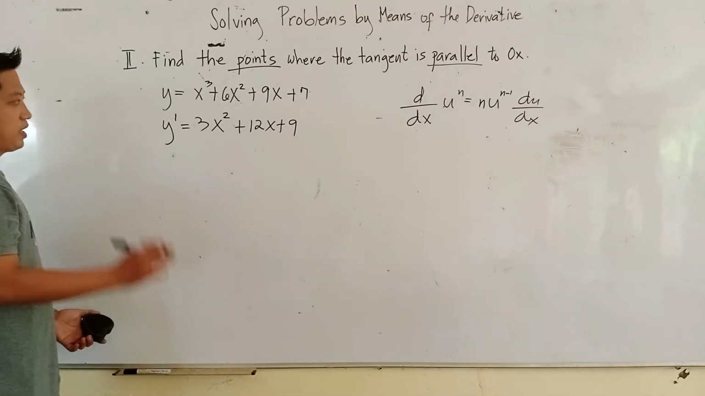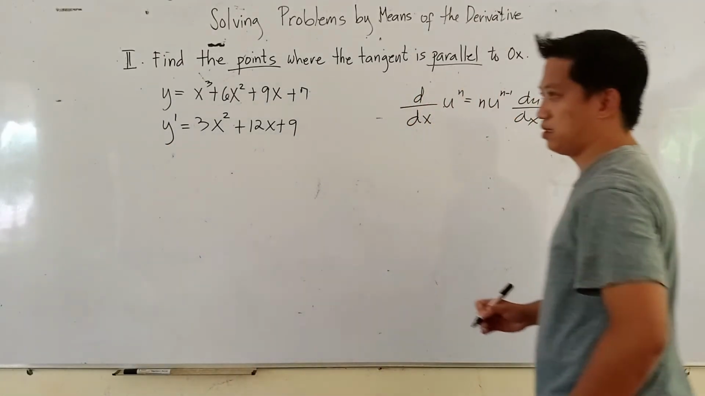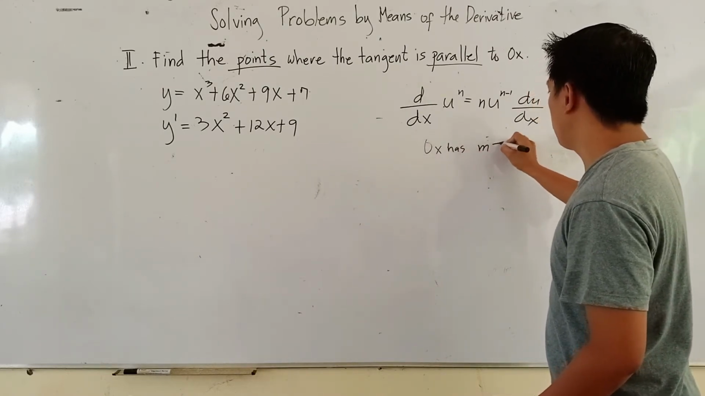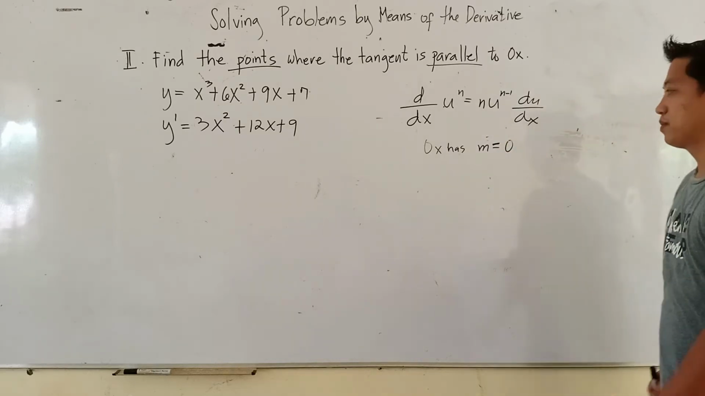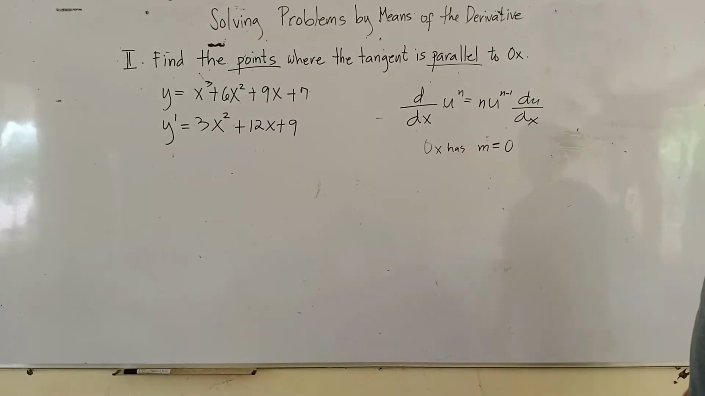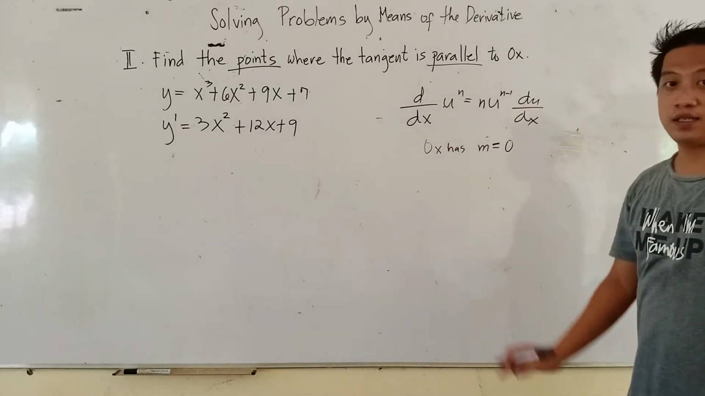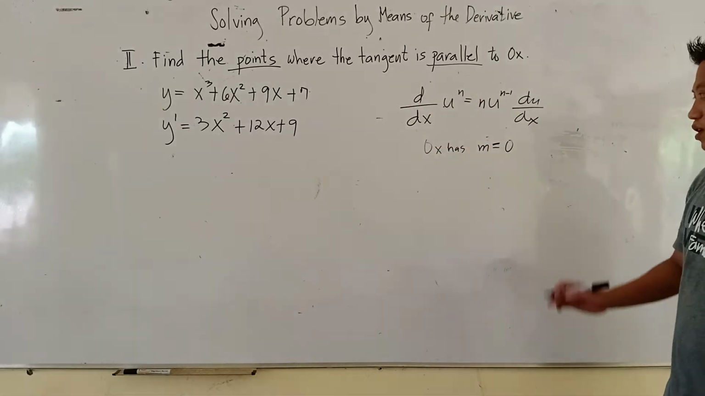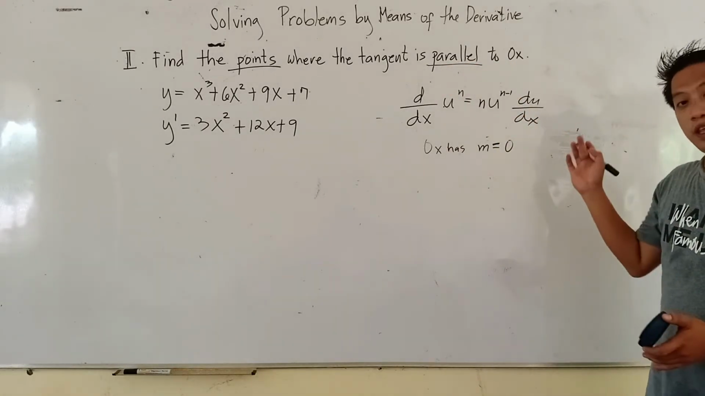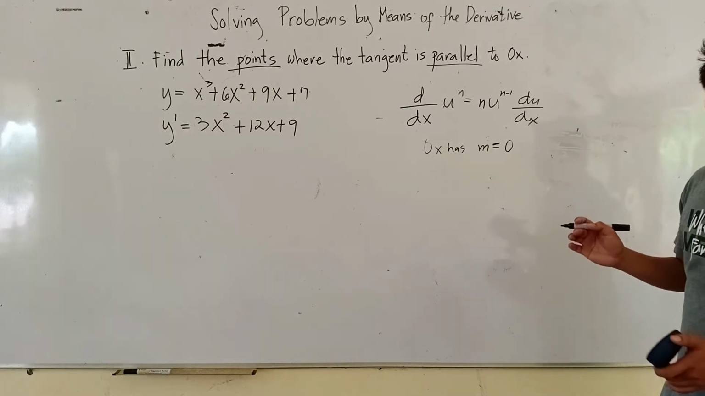So what are we going to do next? Since the tangent line is parallel to the x-axis, and the x-axis has a slope equal to 0. Since it is parallel to our function, it means therefore that the slope of our function and the slope of the x-axis are equal. So they are equal because they are parallel. For perpendicular, that is the negative reciprocal. Since they are parallel, therefore their slopes are equal.